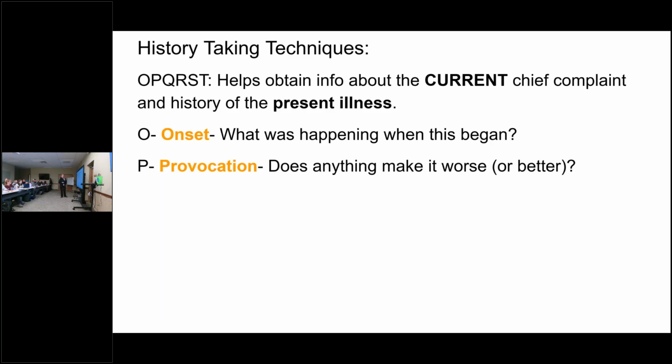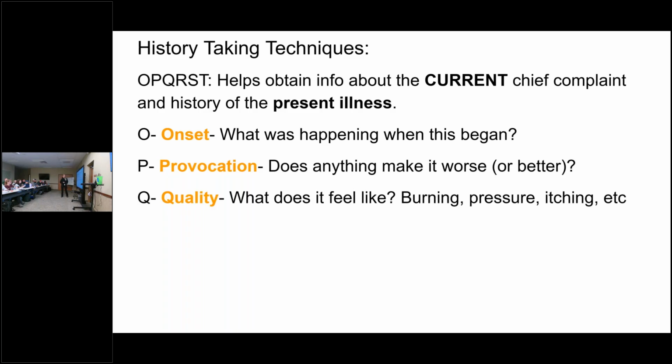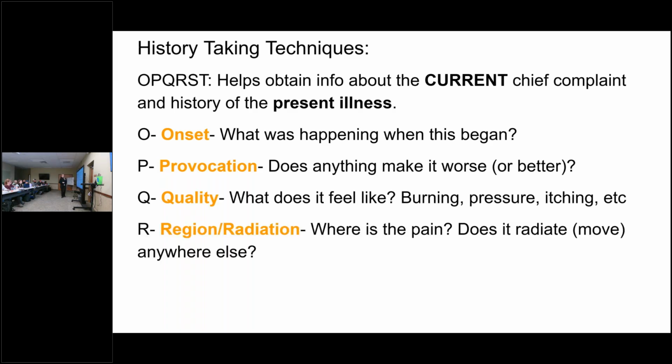P, provocation: does anything make it worse or better? Q, quality: what does it feel like? Is it burning, pressure, itching, etc.? Sometimes patients have a hard time verbalizing what things actually feel like, so you can give them these kinds of verbal cues to help them out. R, so that can be region or radiation.